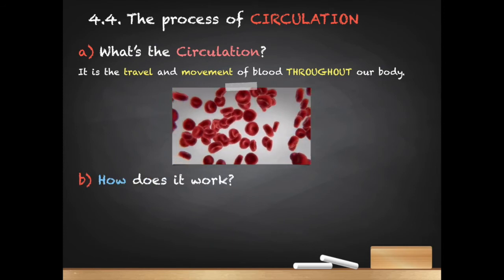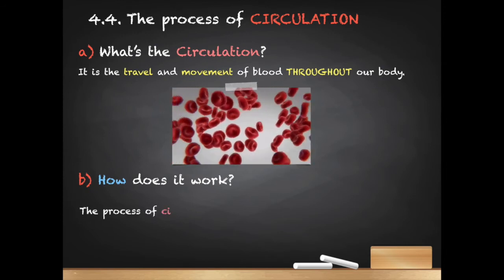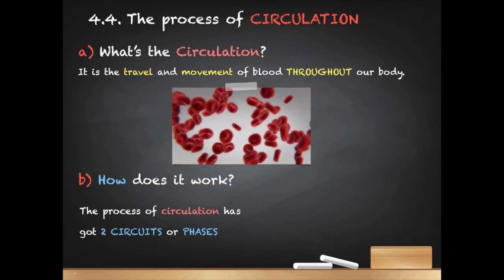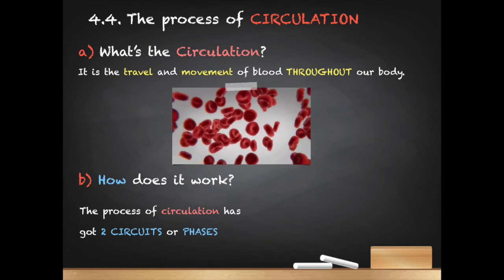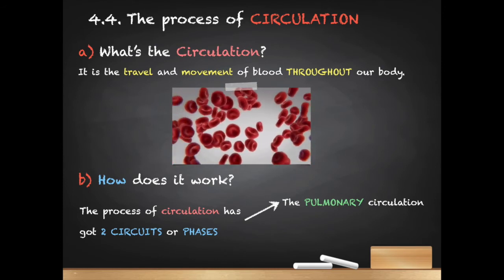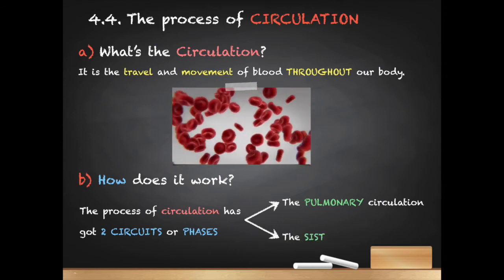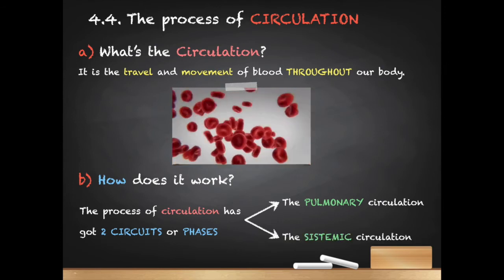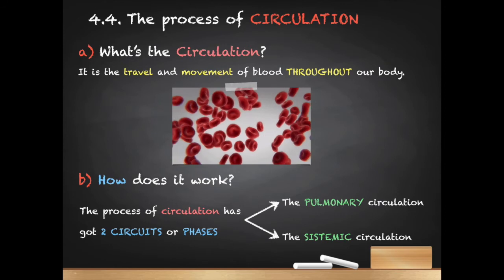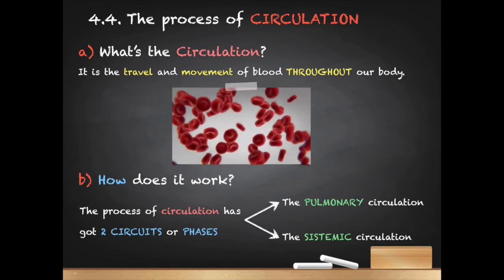And now question 2. How does circulation work? The circulation in our bodies has got two circuits or two phases. The first circuit is the pulmonary circulation, and the other circuit is the systemic circulation. Pulmonary circulation through the lungs and systemic circulation throughout our body. If you have this clear, we can continue.